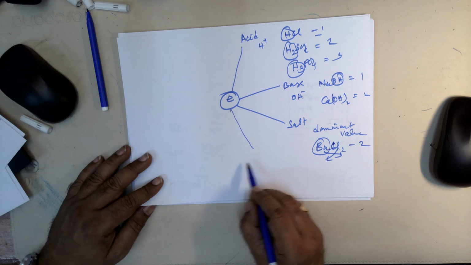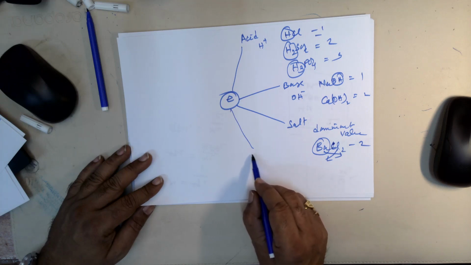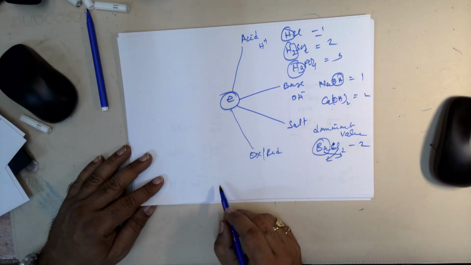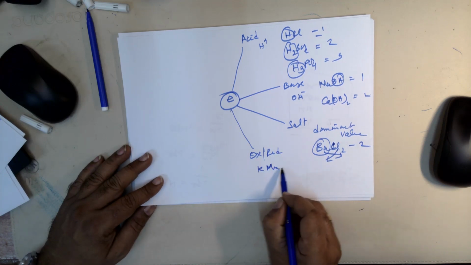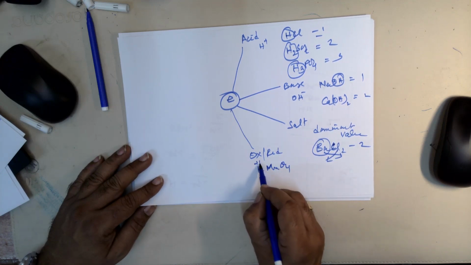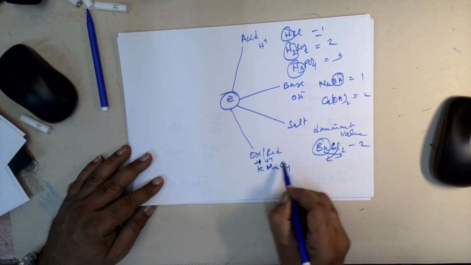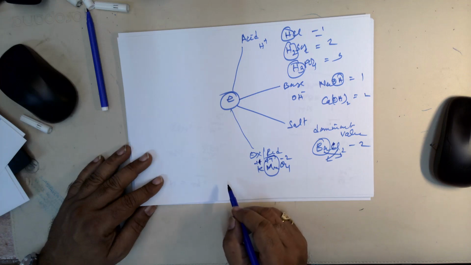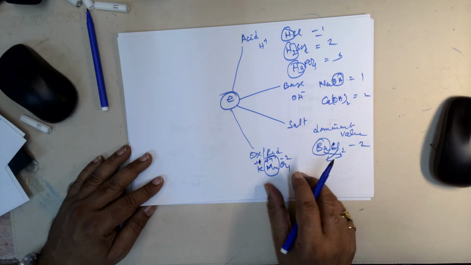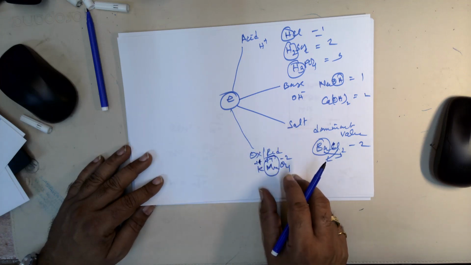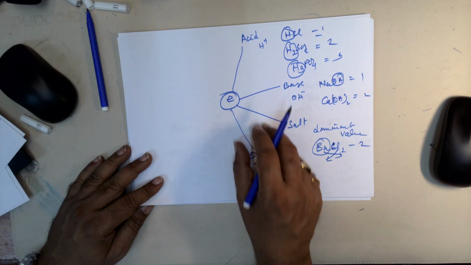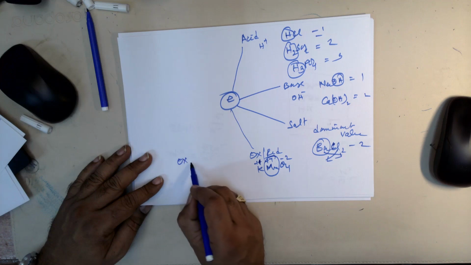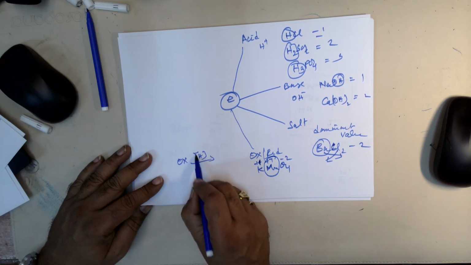But immediately you will ask me, sir, what about redox, that is the oxidizing agent or reducing agent? In the case of KMnO4, you know very well this is plus 1, this is plus 7, this is minus 2. Definitely you will ask me, sir, shall I put 7? No. Why? Because in the case of oxidizing and reducing agents, we don't straight away take the dominant valency. Instead, you know very well, the oxidizing agent undergoes reduction, right?